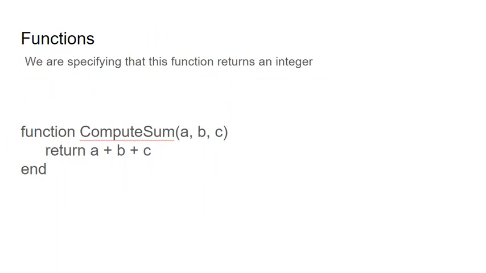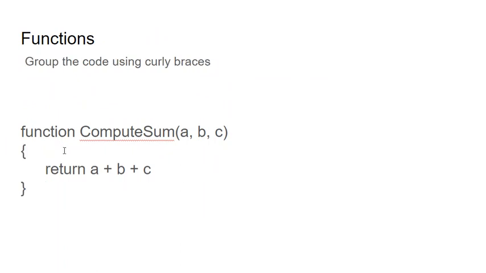So let's do what we did before. We're going to replace the end with our closing curly brace. We're going to take our code and put it in the curly braces after the function name. And what else do we need to do?